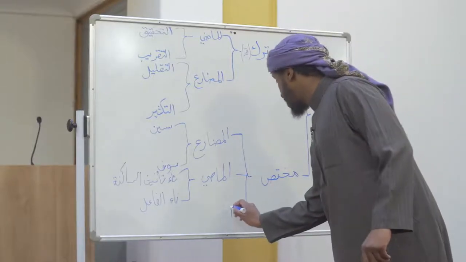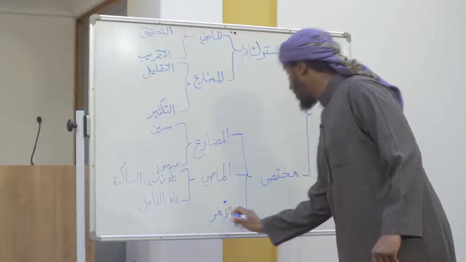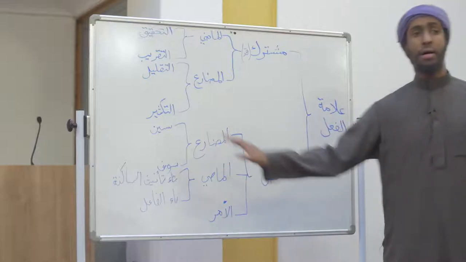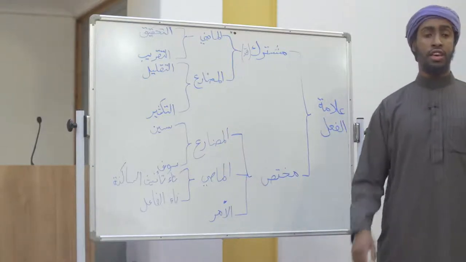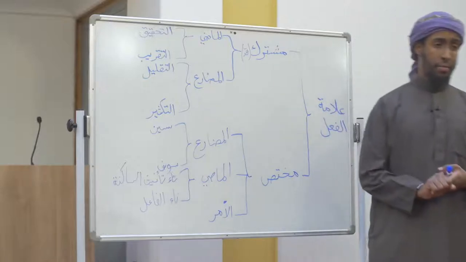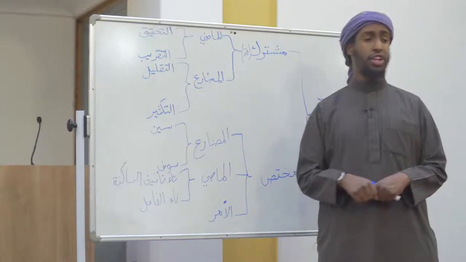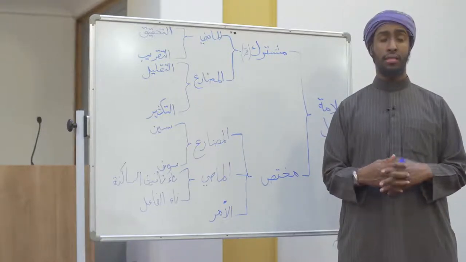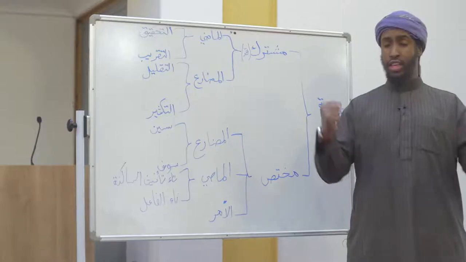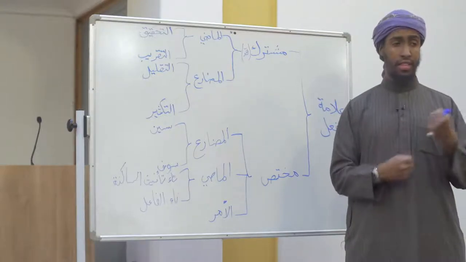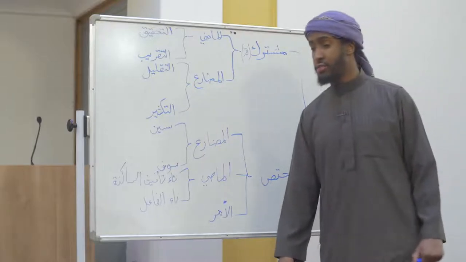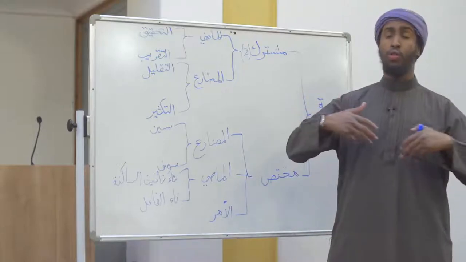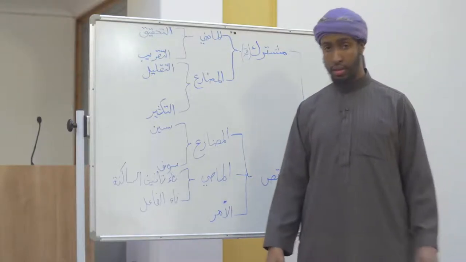But the author here didn't mention al-amr. And we know amr is part of the types of verb, right? Al-Jurumiyyah forgot about amr, he didn't mention amr. There are two reasons why. Number one, some grammarians don't mention the amr because it is merged into the mudari'. There's a view that holds that the amr and the mudari' are the same. That's one opinion. The other reason is that these two other verbs are the most common verbs, the more generic, the more used.